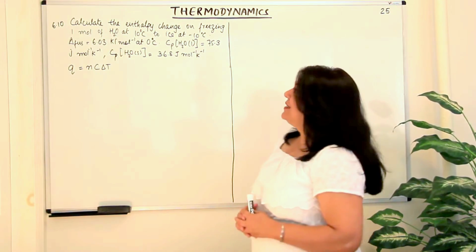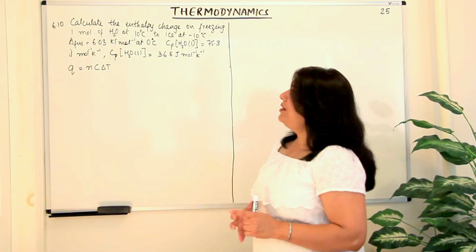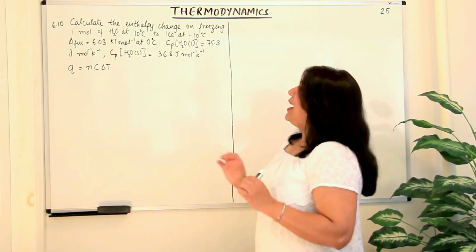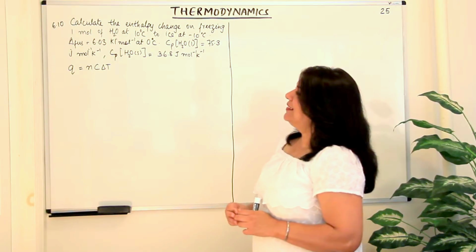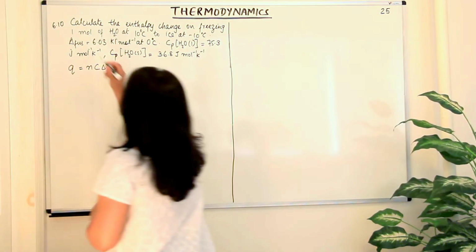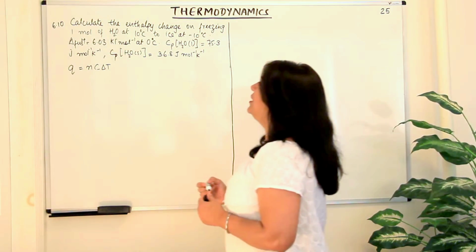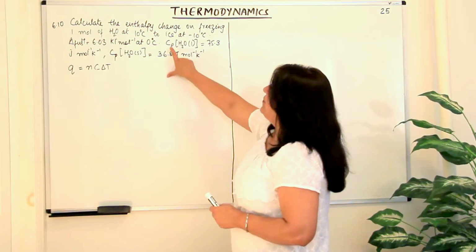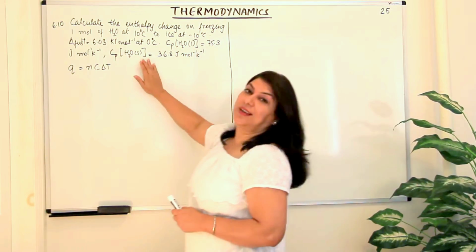The question reads that you have to calculate the enthalpy change on freezing 1 mole of water at 10 degrees Celsius to ice at minus 10 degrees Celsius. The enthalpy of fusion is given to you, which is equal to 6.03 kilojoules per mole at 0 degrees Celsius. The specific heats of water in the liquid state and in the solid state are given to you.